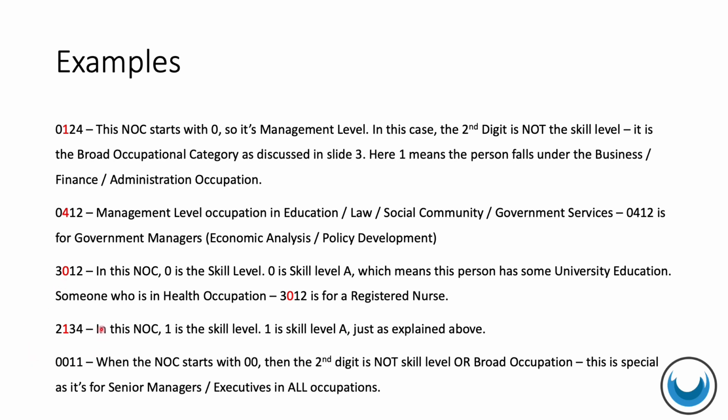Okay. The last example is 2, 1, 3, 4. So 2 represents the occupation category and 1 represents again the skill level, which is a NOC A. Again, like I explained before, if a NOC code starts with 2 zeros, then all of these rules don't apply. They are in the senior management level occupations.